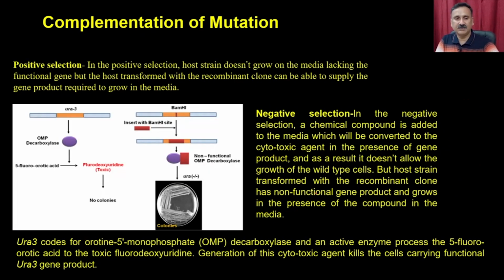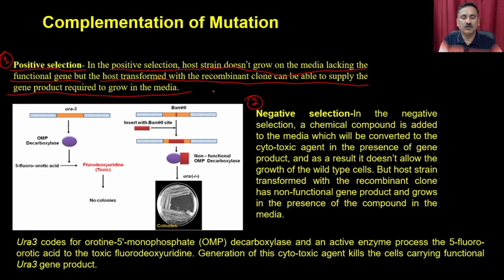Now let us see how it works. You can do the complementation of the mutation as a positive selection, or you can do a negative selection. In the positive selection, the host strain does not grow on the media lacking a functional gene, but the host transformed with the recombinant clone can supply the gene product required to grow in the media. So that is called a positive selection. Positive selection means you are supplying the gene product from the recombinant DNA, and that's how the host is going to survive, grow, and give you the colony.